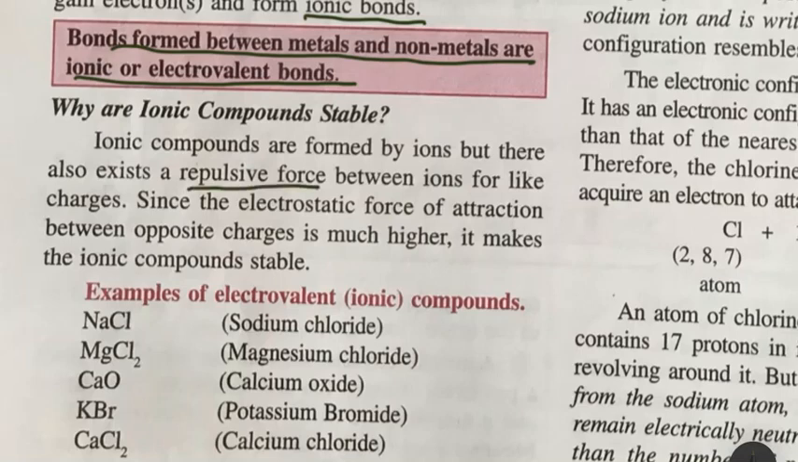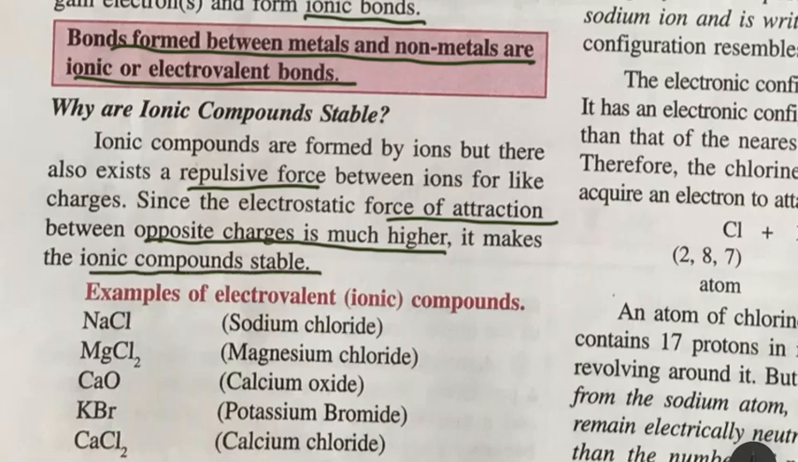But not only that, there is also a repulsive force. Repulsive force means a force which tends to push away ions, because there are like charges also, positive charges in the nucleus, the protons. Negative charges are also there. But the electrostatic force of attraction between opposite charges, that is the positive and negative, is higher. So the ionic compounds are stable.